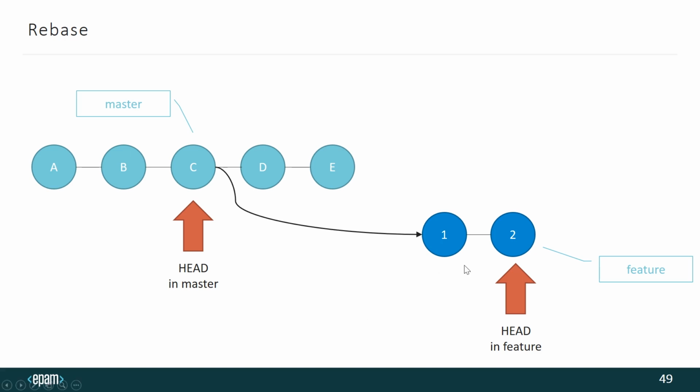We take the pointer from commit C, meaning commit number 1 is referencing commit C, its direct parent commit. So we simply take this pointer and move it from commit C to commit E. And here's what happens. Rebase means changing the base, which is why it's called Rebase. We simply decided to switch our base, and instead of commit C we used commit E.